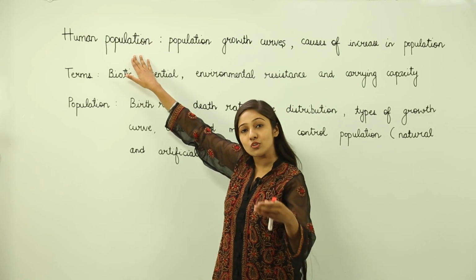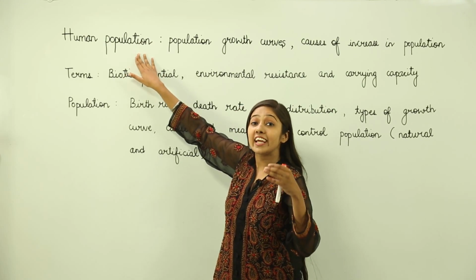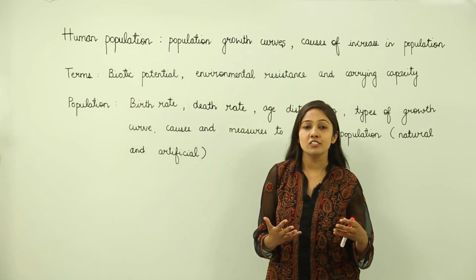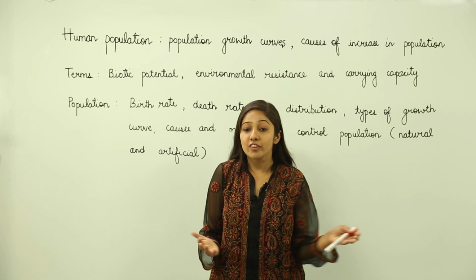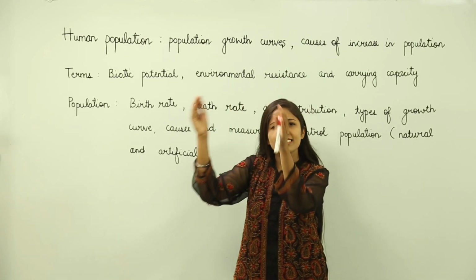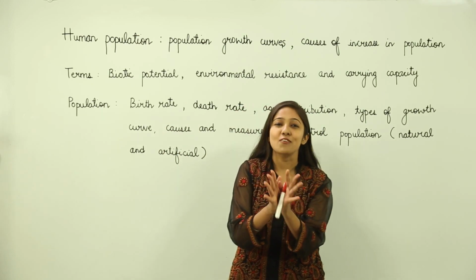And why do we need to control this? Because this is going to pose a great threat in the near future. For this rising human population, we need more food resources. We need more place to live. This means that we need to have more planets like Earth, which is not possible, right?